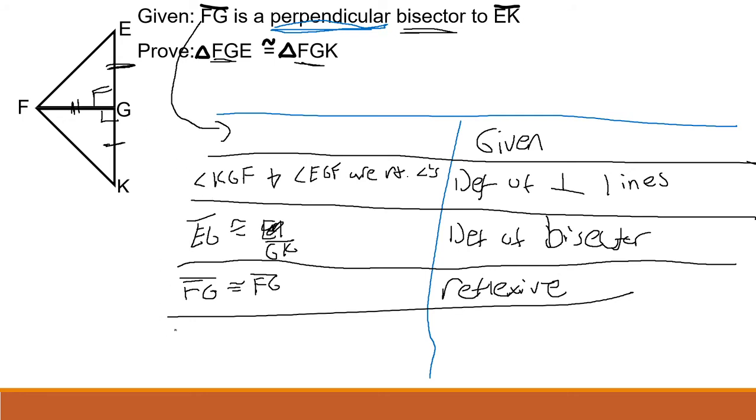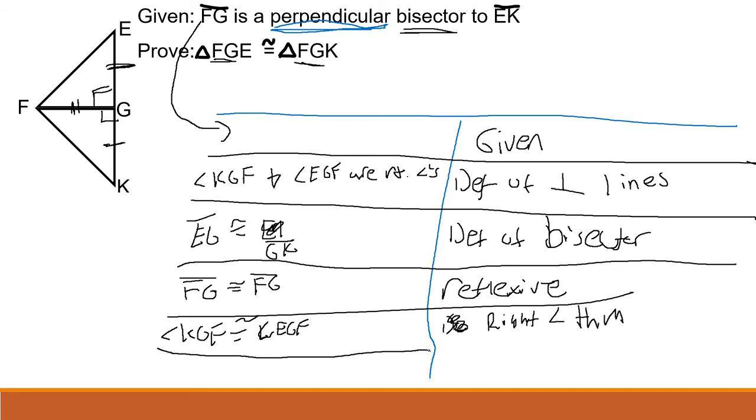Technically, though, before I use side angle side, I need to say this. Angle KGF, which is that right angle there, is congruent to angle EGF. Why? Well, because of, I should just say, right angle theorem. So the right angle theorem says that all right angles are congruent, which sounds like a redundant thing to say because you know that right angles are all equal to 90, and if they're all equal to 90, then of course they have to be equal to each other because they're all the same measurement. But it is something you have to say there.